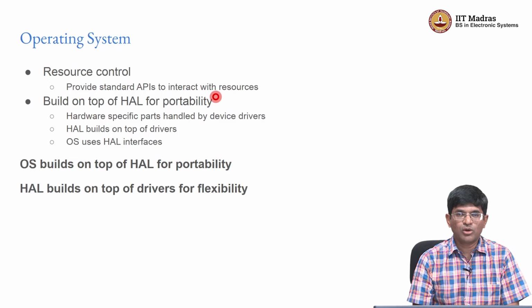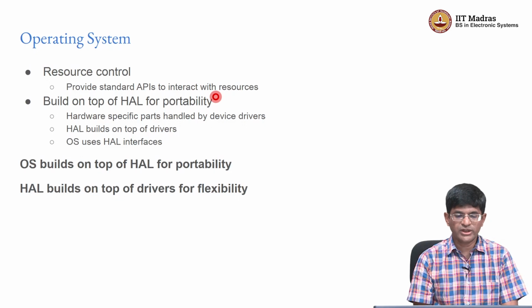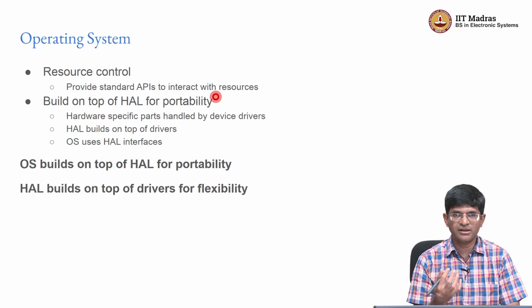Since we want operating systems to be as generic as possible, that is, we want them to run on many different kinds of hardware, what we usually do is build the operating system on top of the HAL. So the operating system in turn depends on the hardware abstraction layer. The hardware abstraction layer in turn depends on the drivers in order to provide the actual flexibility of writing the code.